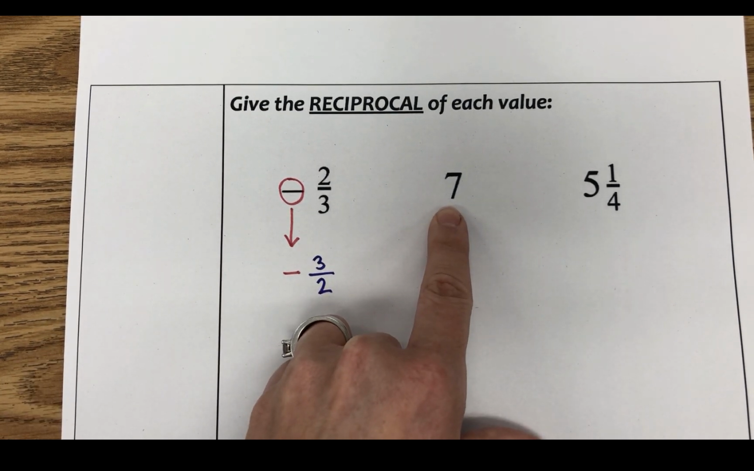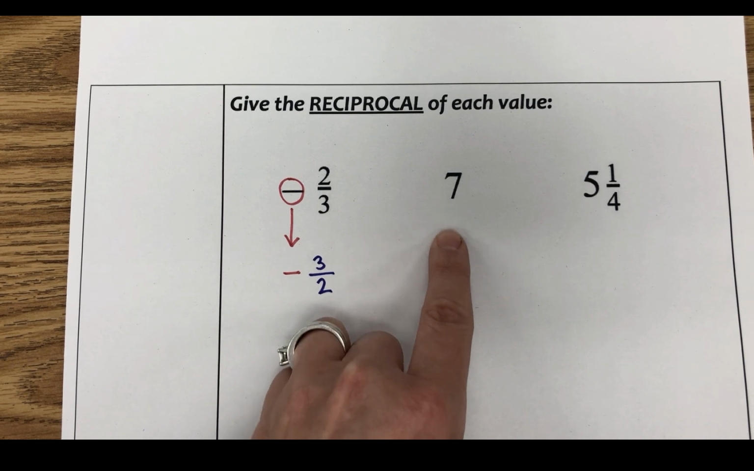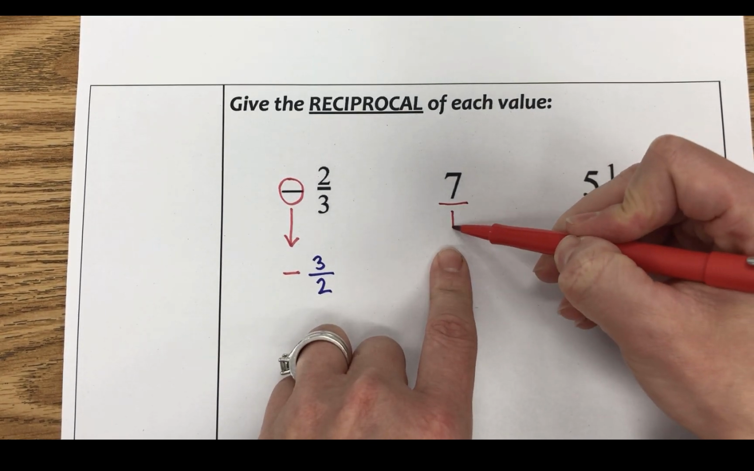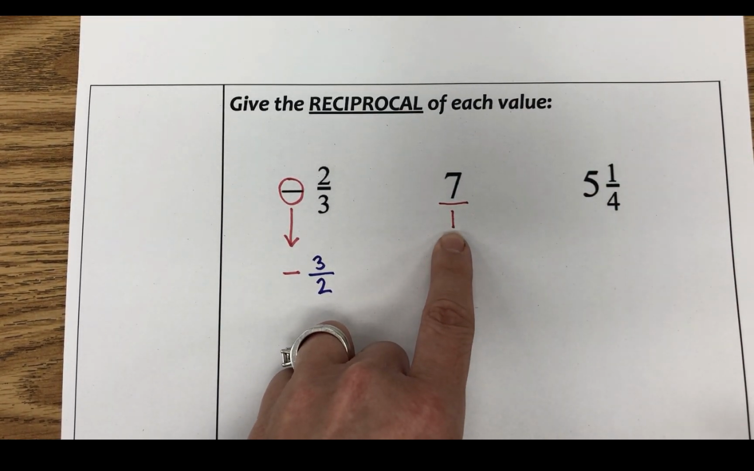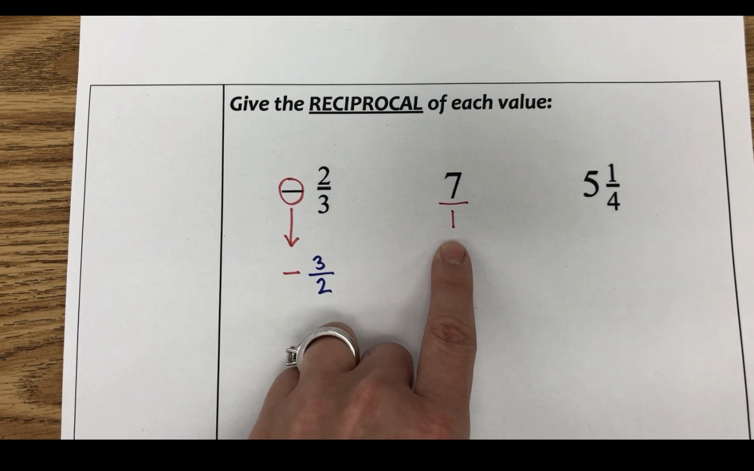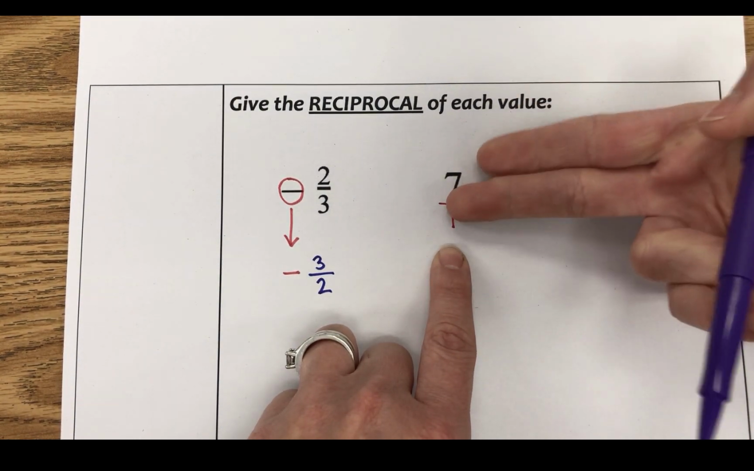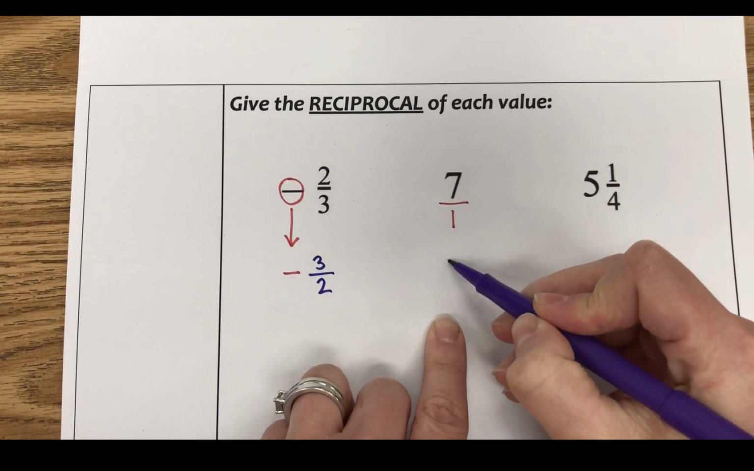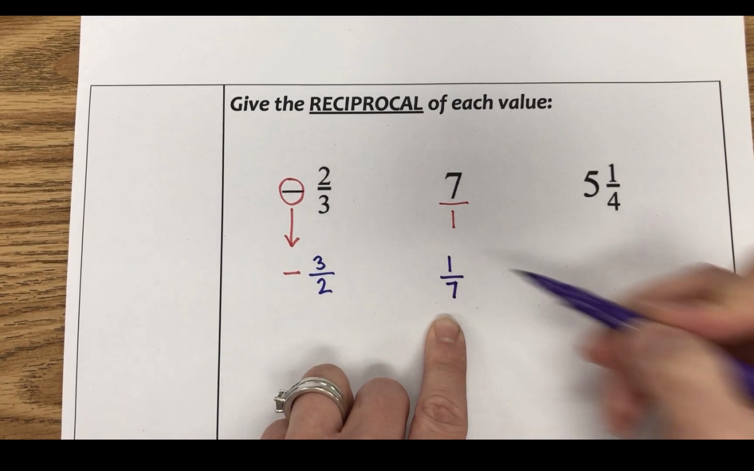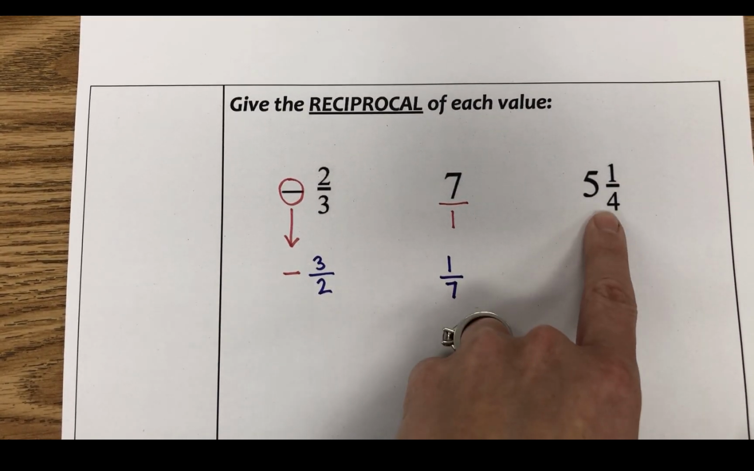Here we have a whole number. Can you find the reciprocal of a whole number? Absolutely. You can make a whole number look like a fraction. You just put it over 1. So if I want to find the reciprocal of 7, I would take this and I would flip it. It would be 1/7. How about a mixed number?